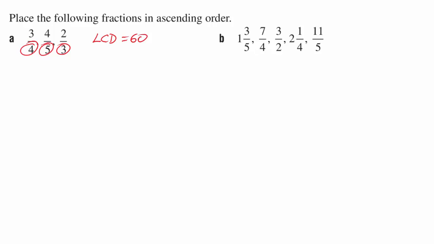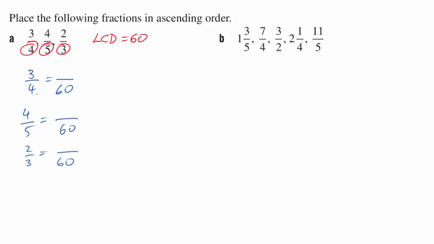If you accidentally choose one that's too big, it's okay, it just means the numbers are going to be a bit bigger, but the method will still work. So let's write them all as fractions over 60. 3/4, 4/5, and 2/3.